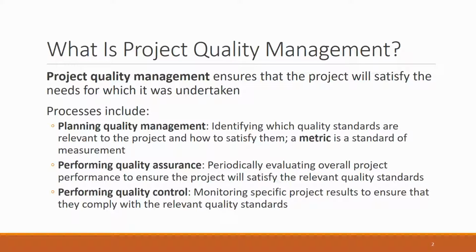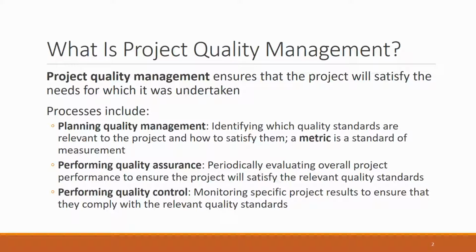And that is for quality management, that involves identifying which quality standards are relevant to our project and how to satisfy them. A metric is a standard of measurement. So you'll hear the word metric batted around a lot with respect to quality. And what we're talking about with a metric is something that can be measured. It is a standard by which we are able to measure. Quality is all about measurements.